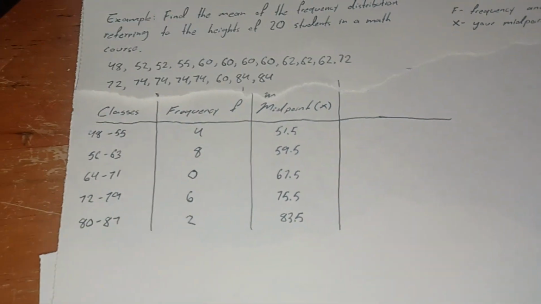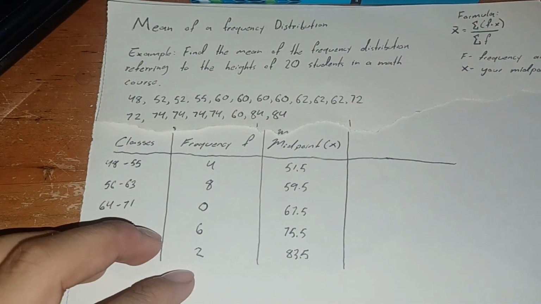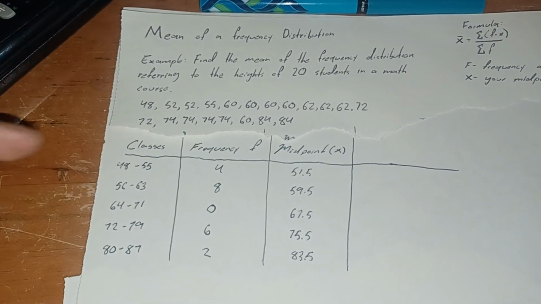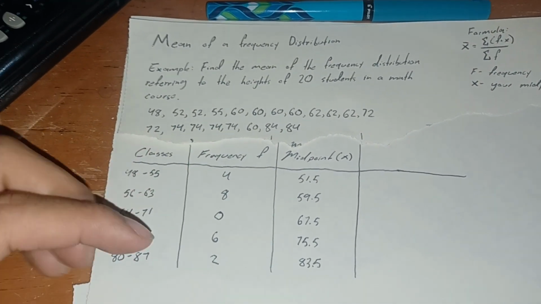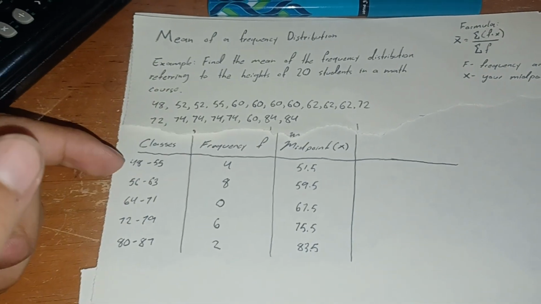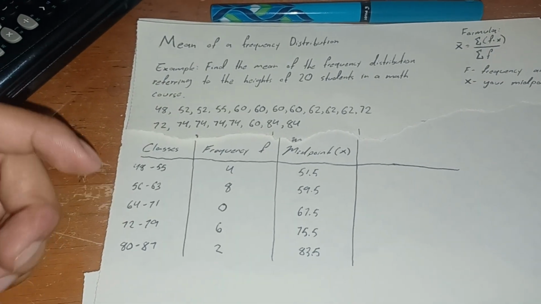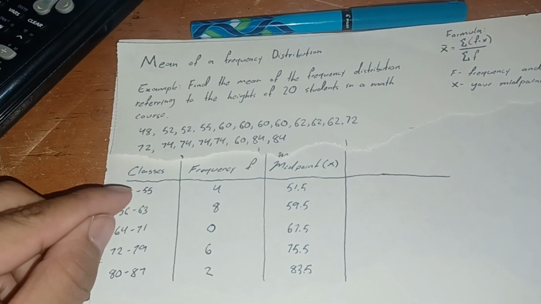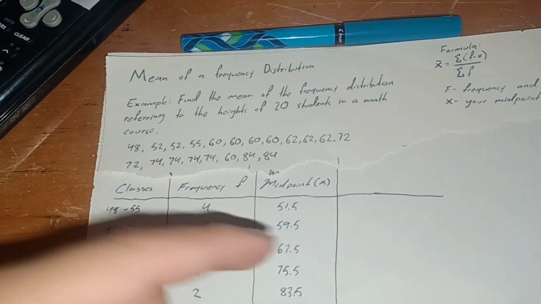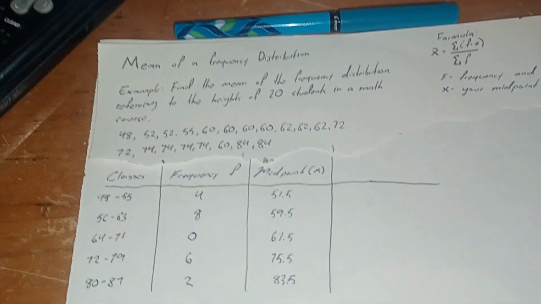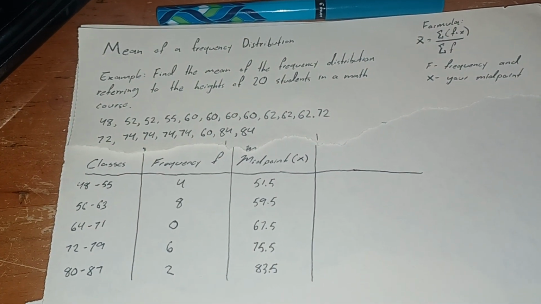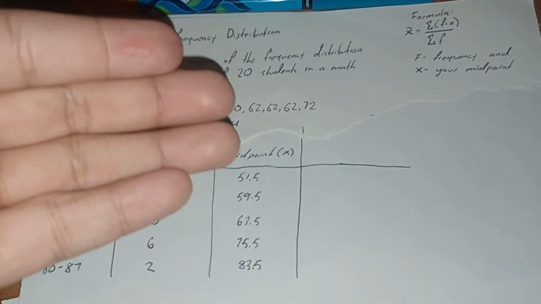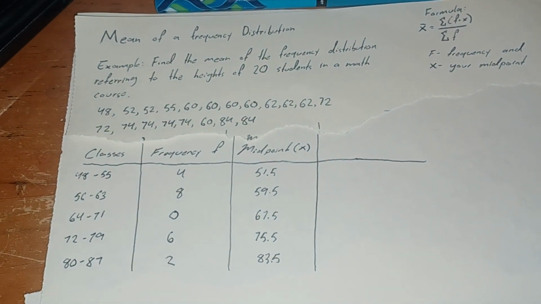So if we go back to our frequency distribution table, we have f, which is the frequency, how many times the values corresponding to the classes show up. So 4 times for this class, 8 times for this class, 0 times for this class, and so forth. Your midpoint is just adding these two class limits and dividing by 2. That is going to give us the middle point of your class. So we're going to have 51.5, 59.